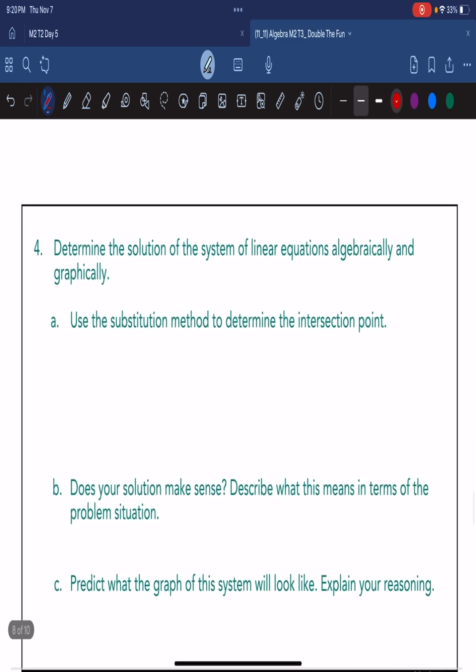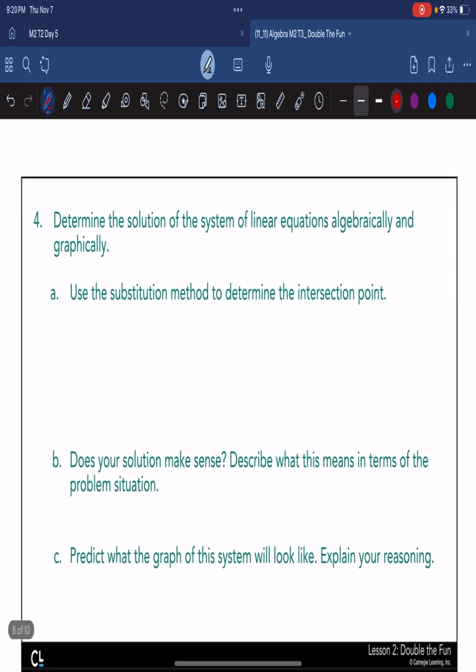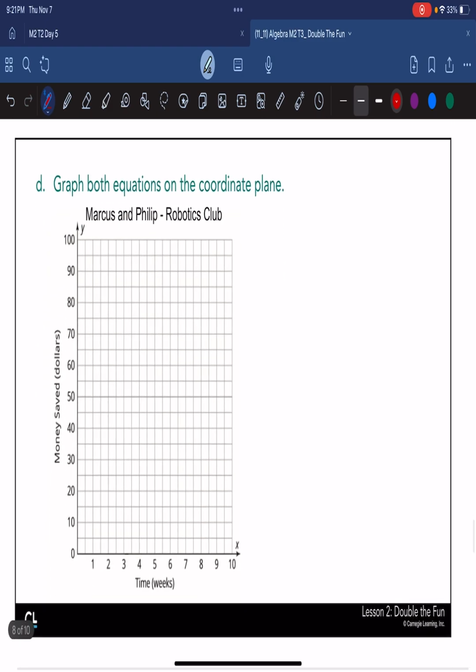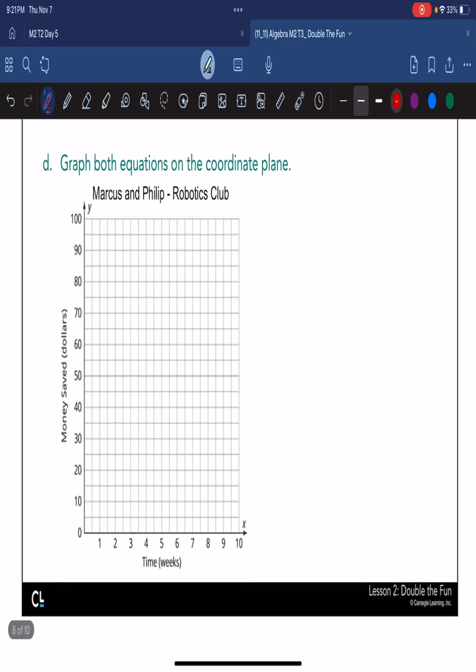I decided to skip number 4. On D, we're going to graph both of these equations. So for Marcus, the equation was y equals 10x plus 25. So I know my y-intercept is 25. That's going to be my first point. And then my slope is 10.